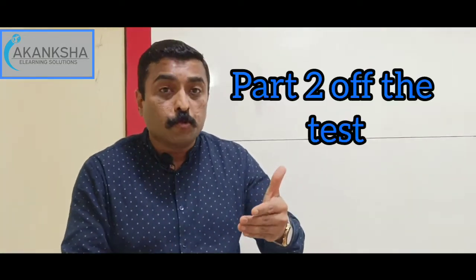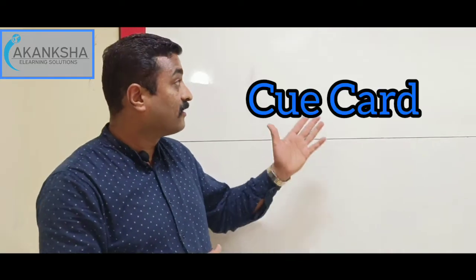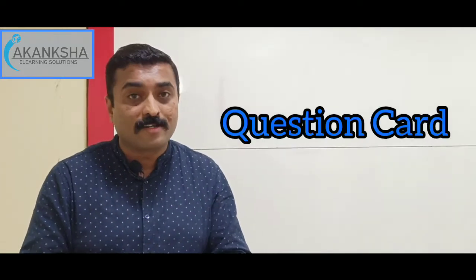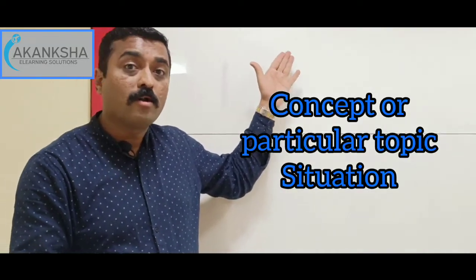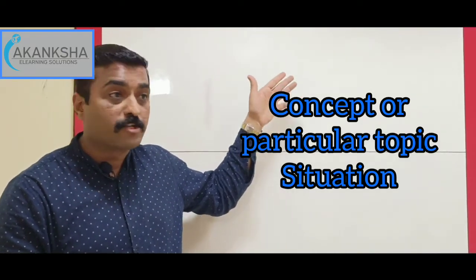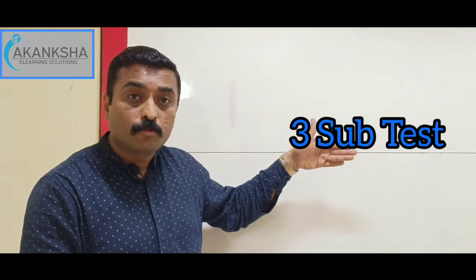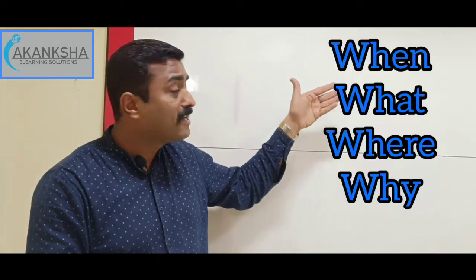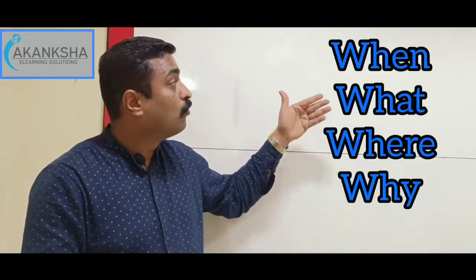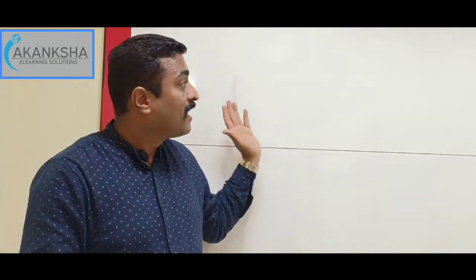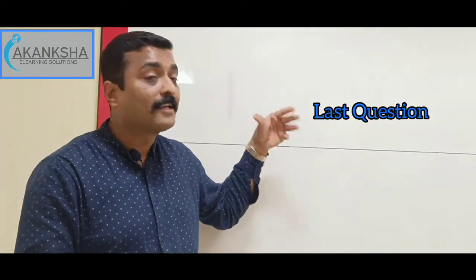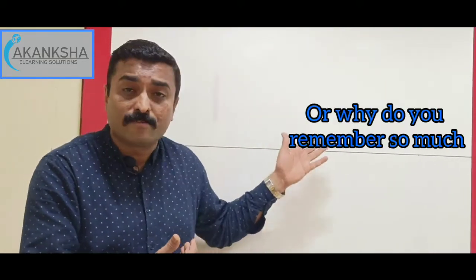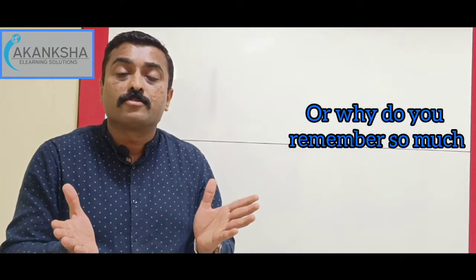Now in part 2 of the test, you're going to get something called a cue card. Cue card, in the sense, the question card, where you would see a concept or a particular topic or a situation given to you, and you will have 3 sub-questions, close-ended questions, basically WH questions like when, what, where, why. And the last question is basically to explain why you do this, or why you think that way, or why you remember this so much. Such open-ended questions are asked.